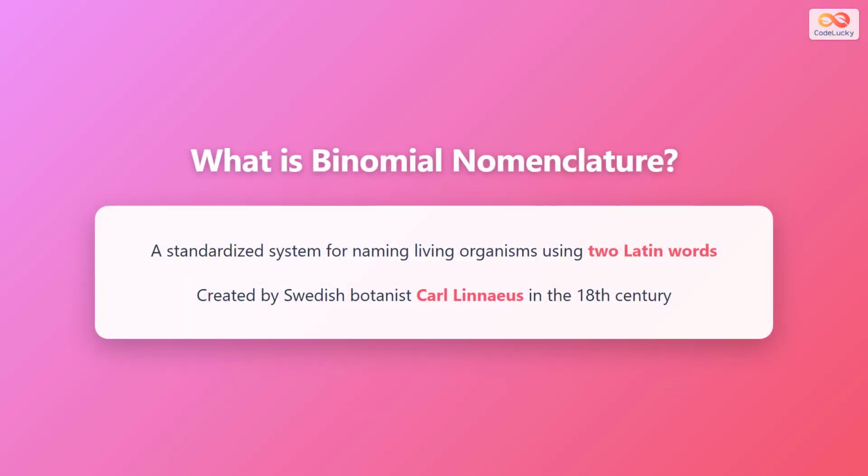Binomial nomenclature is a standardized system for naming living organisms using two Latin words. This system was created by Swedish botanist Carl Linnaeus in the 18th century. Before Linnaeus introduced this system, organisms had long, complicated names that varied from place to place. His revolutionary approach brought order and consistency to biological classification.